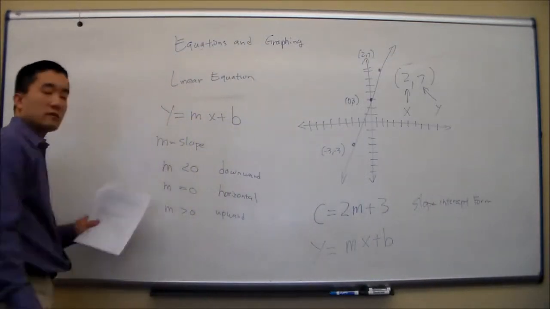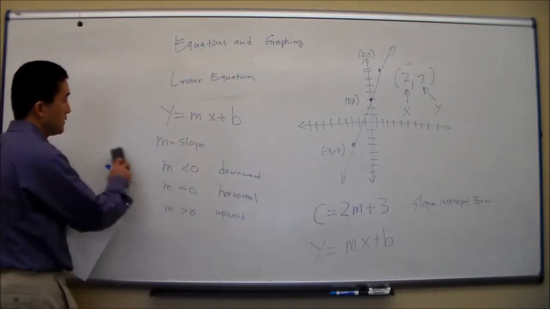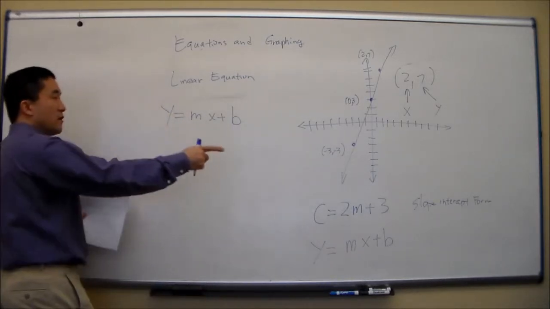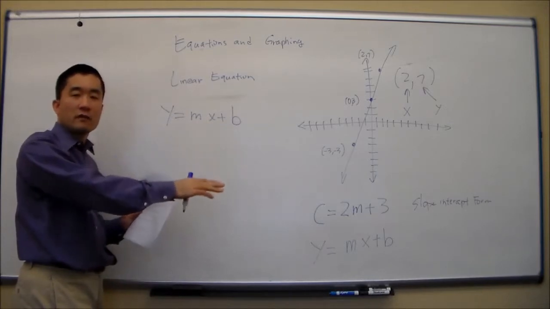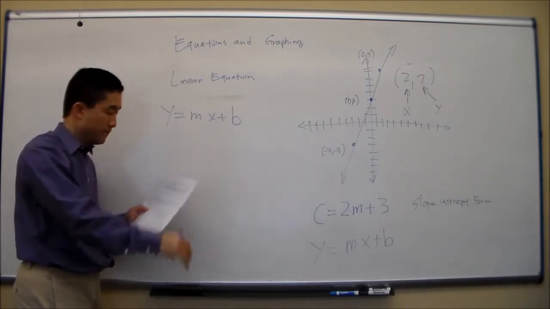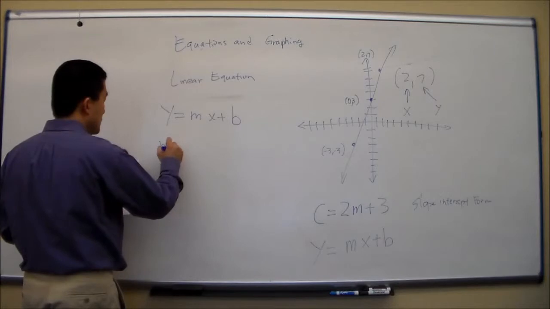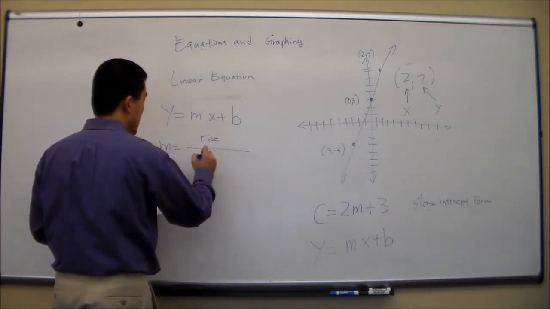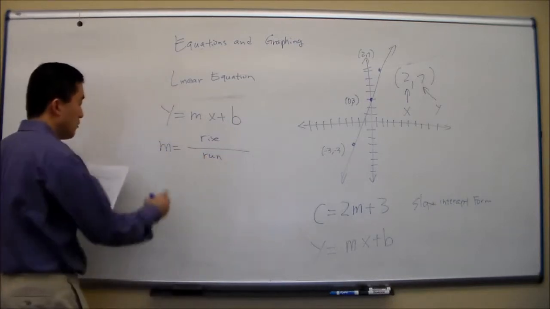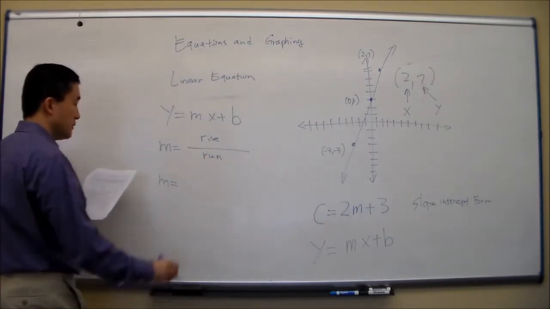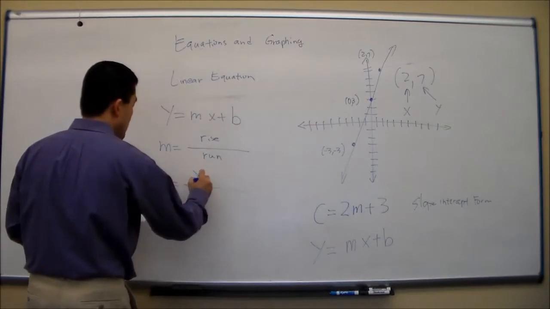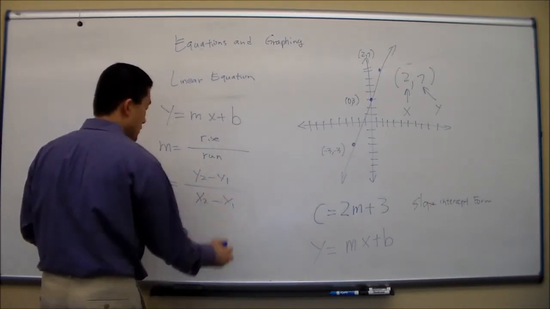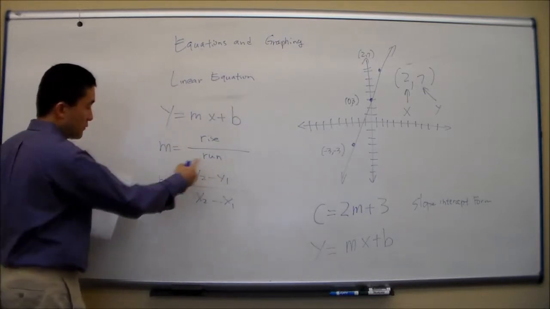How do you calculate the slope? Well, there are 2 ways. If you have a graph, there's one way. If you don't have a graph, there's a second way, the formula way. The slope can be calculated by rise over run. Or, if you don't have a graph, it's y2 minus y1 over x2 minus x1. You should remember this formula right here.